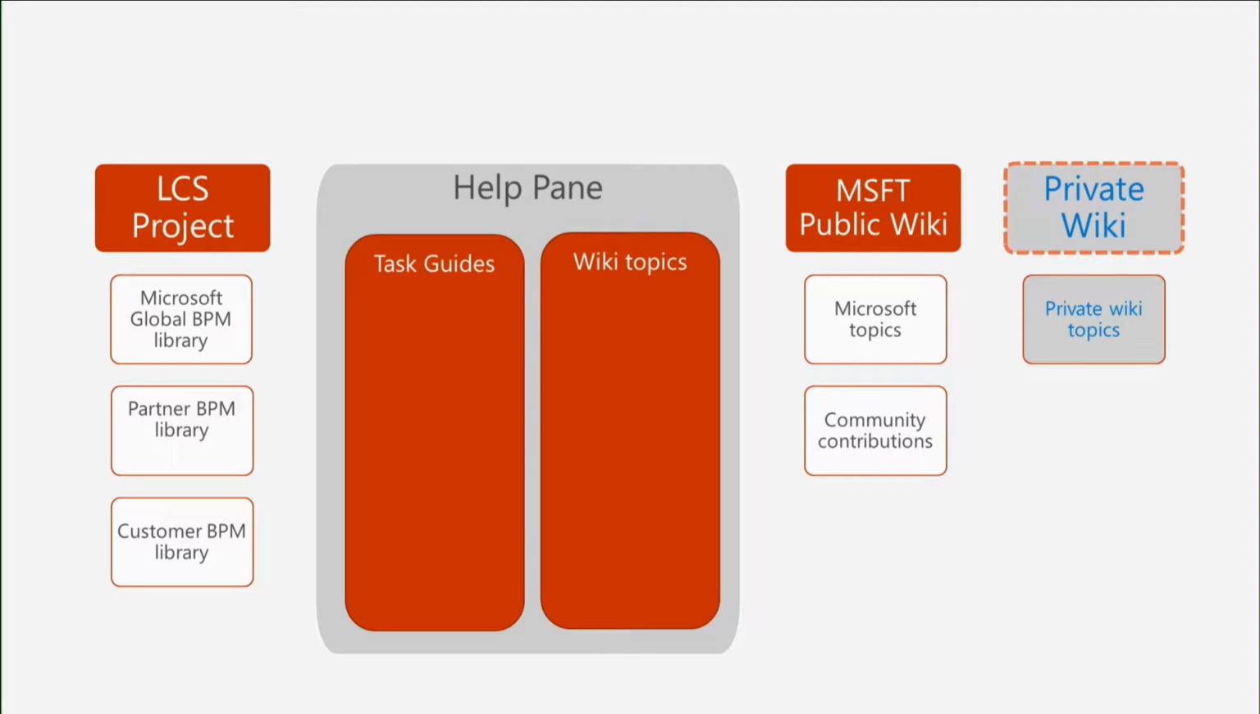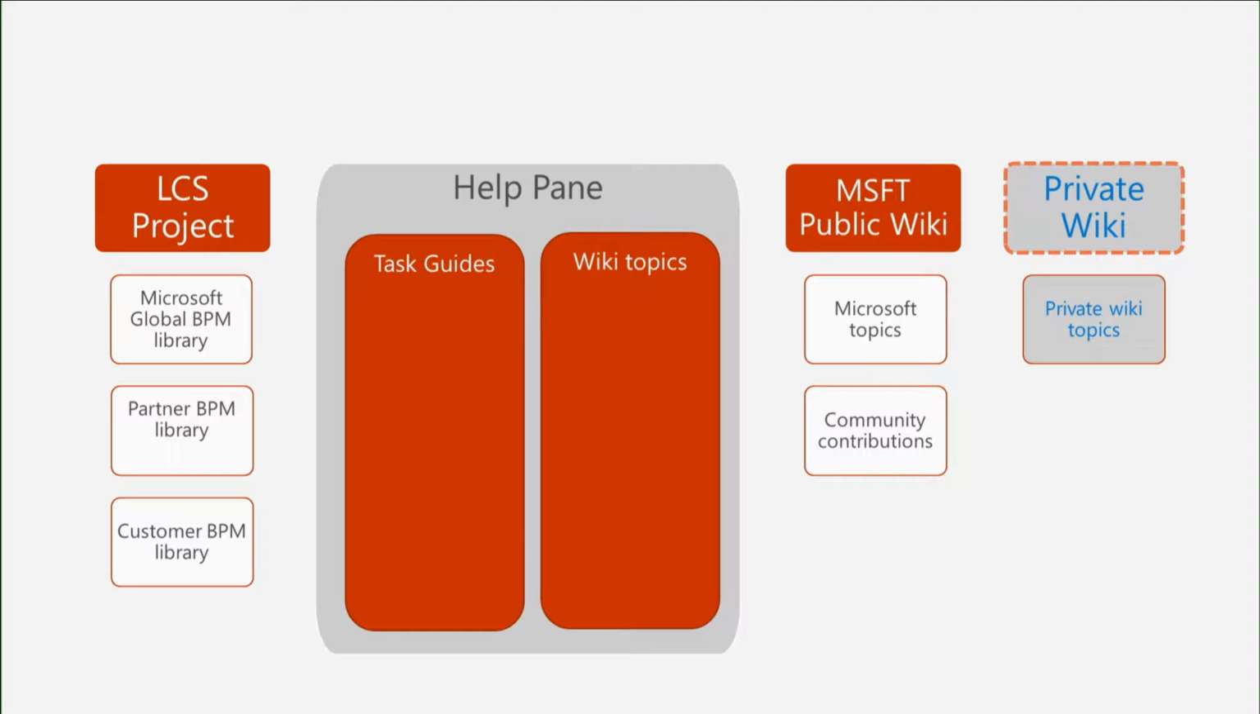How does the help architecture work? So in the middle, you see the help pane. You have task guides and wiki topics. So you have the libraries and the LCS. So all the BPM libraries are stored in a project over in LCS. We have the Microsoft Global BPM library, and those contain the task guides that Microsoft has created.